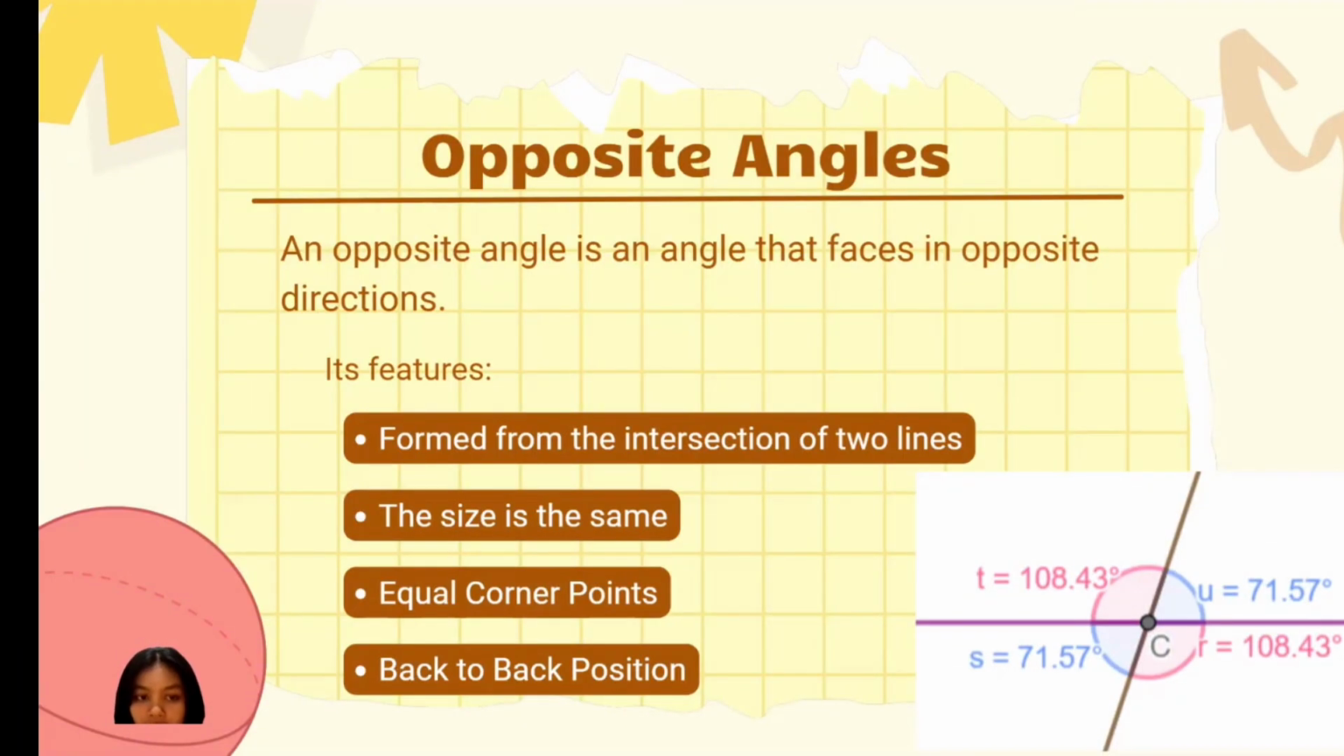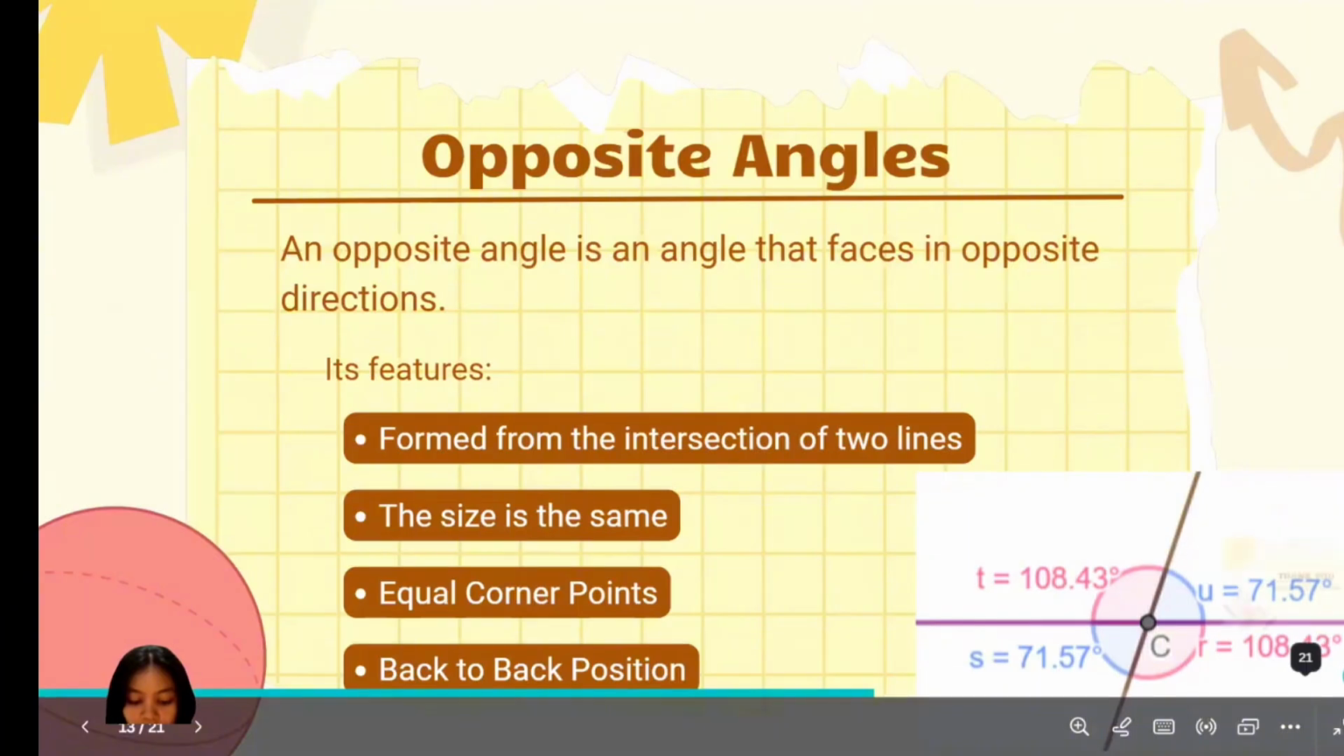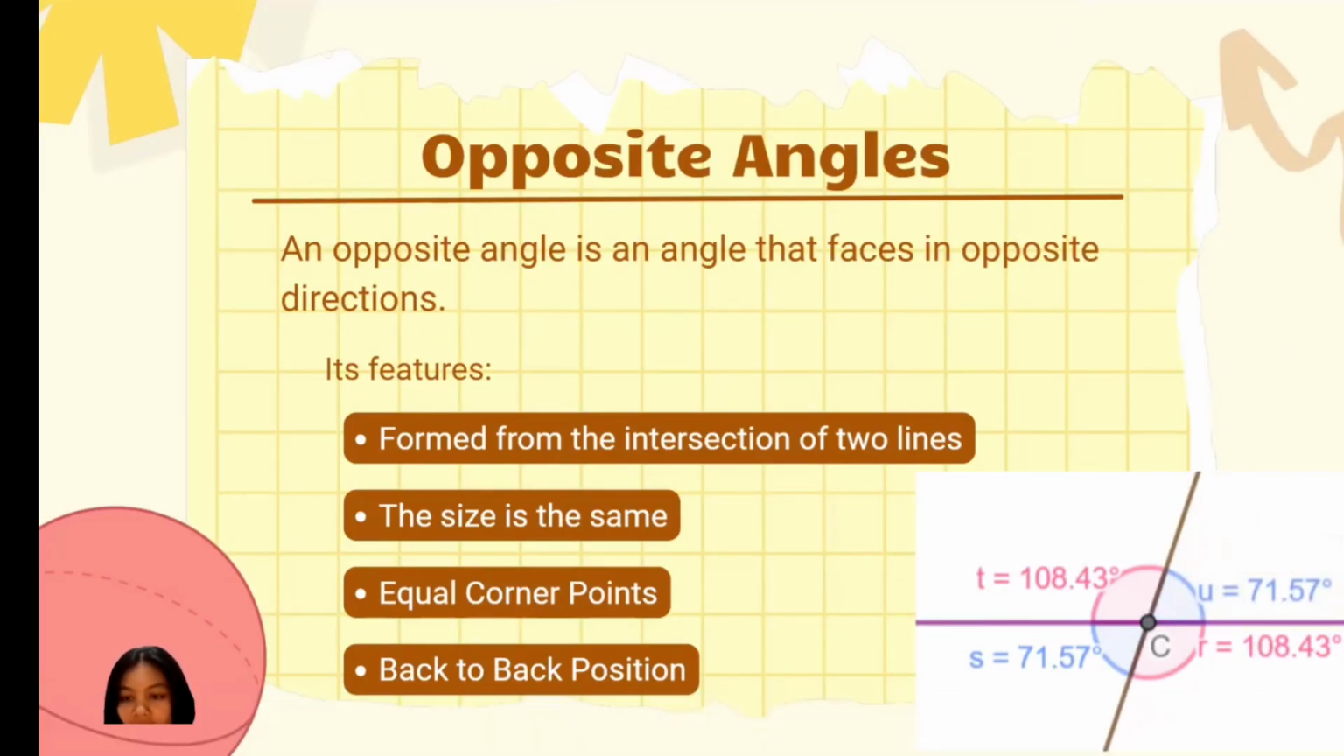Its features: first, formed from the intersection of two lines. Second, the size is the same. And next, equal corner points. And the last is back-to-back position. In this figure, you can look at this figure. Angle T is opposite to angle R. And angle U is opposite to angle S.